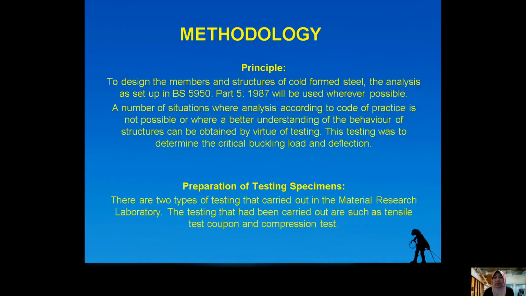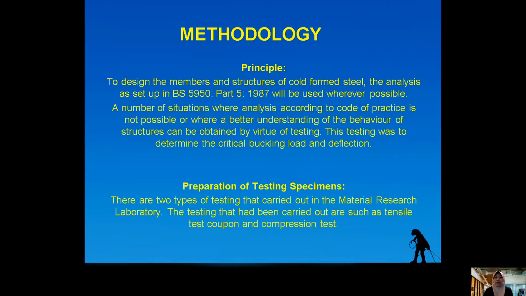For my methodology, the principle to design the members and structures of cold form steel, the analysis as set out in BS 5950 Part 5, 1987 will be used wherever possible. There are a number of situations where analysis according to the code of practice is not possible, or where a better understanding of the behavior of structures can be obtained by virtue of testing. This testing was to determine the critical buckling load and deflection.